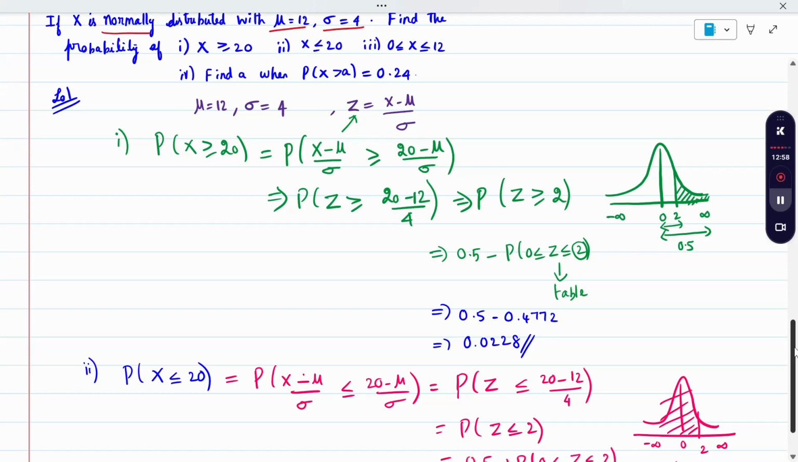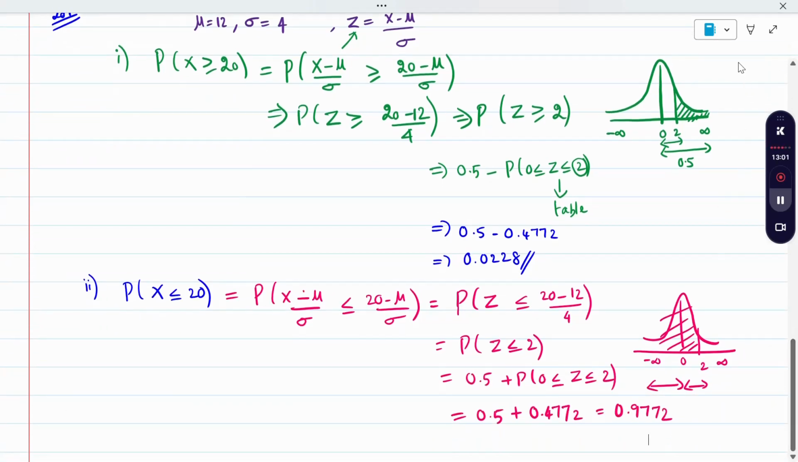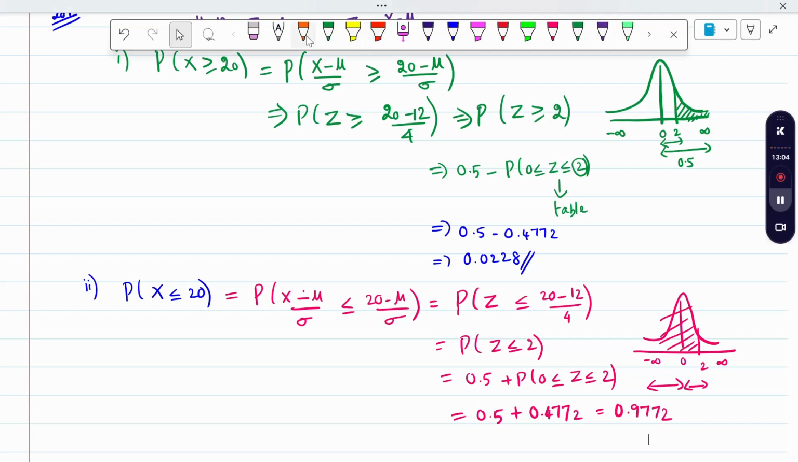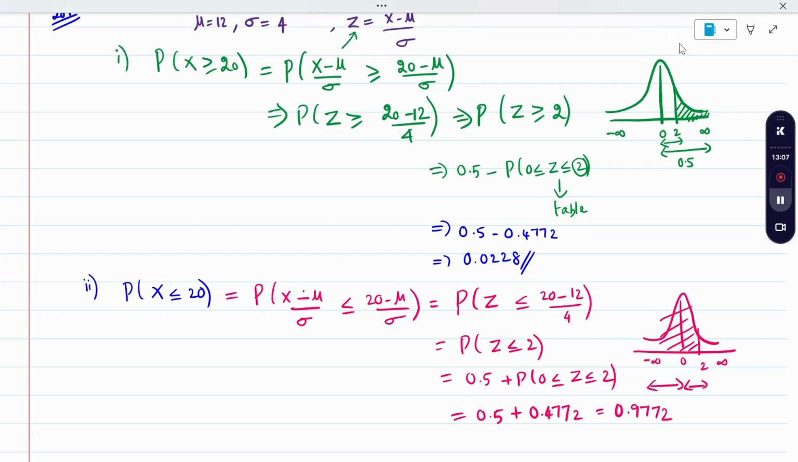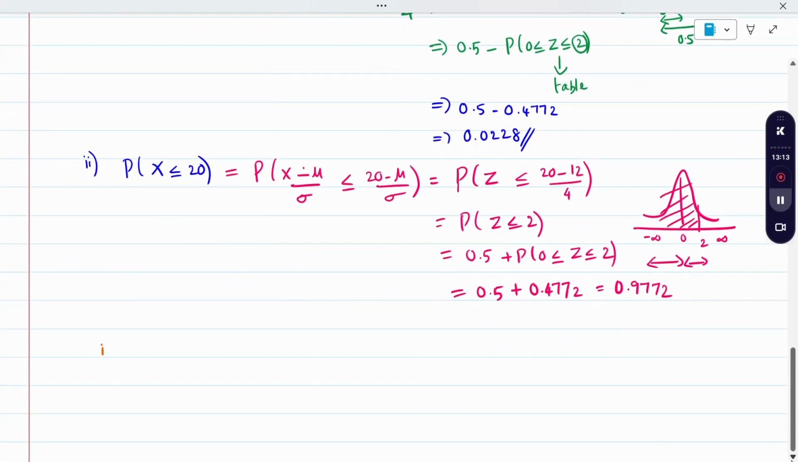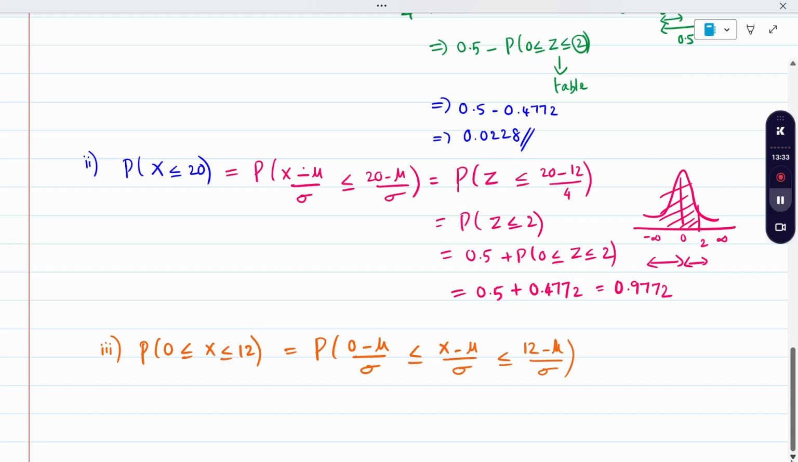So what is our third subdivision question? 0 is less than or equal to x is less than or equal to 12. Now when I do the third subdivision, the question is 0 less than or equal to x less than or equal to 12. The same procedure: subtract mu from 0, and the standard deviation, so (0 minus mu) divided by standard deviation is less than or equal to (x minus mu) divided by standard deviation is less than or equal to (12 minus mu) divided by standard deviation. Don't think it is applied to 0 only; you have to do it throughout, whatever the condition.